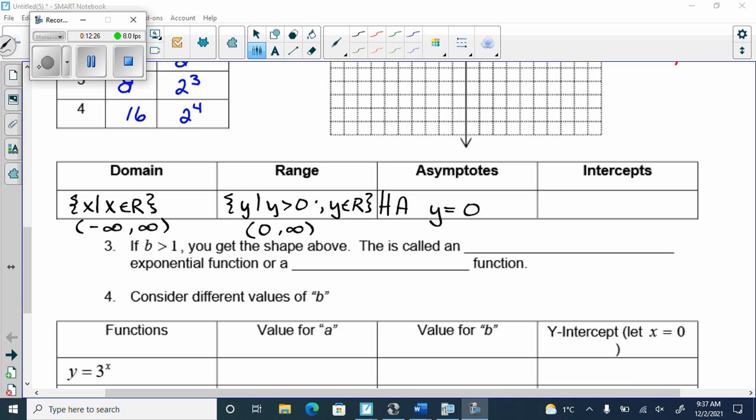Intercepts. Does this one have any x-intercepts? No, because the asymptote's on it. Does that mean that every exponential will never, ever have an x-intercept? No, because tomorrow we're going to do transformations. We're going to move it around. So these ones don't. In the basic a, b to the x, there are no x-intercepts. What about the y-intercept? 0, 1.